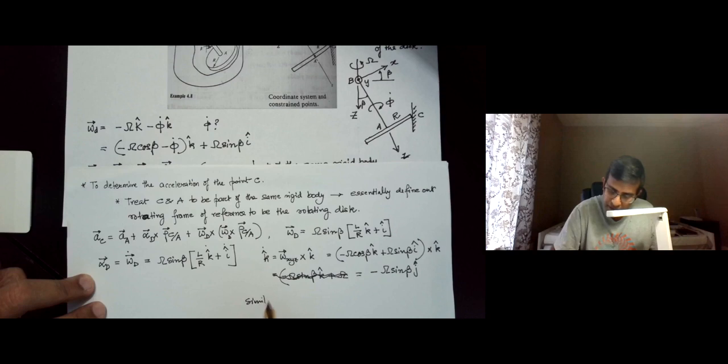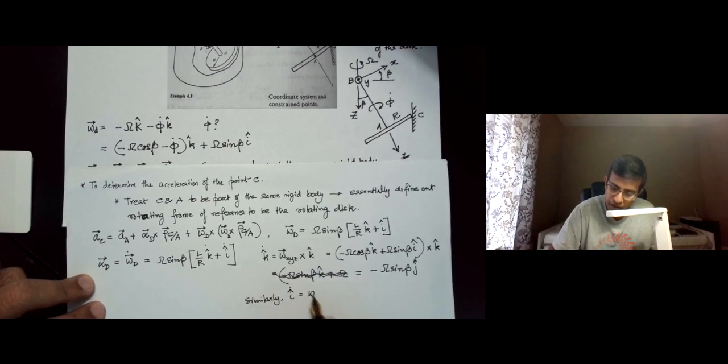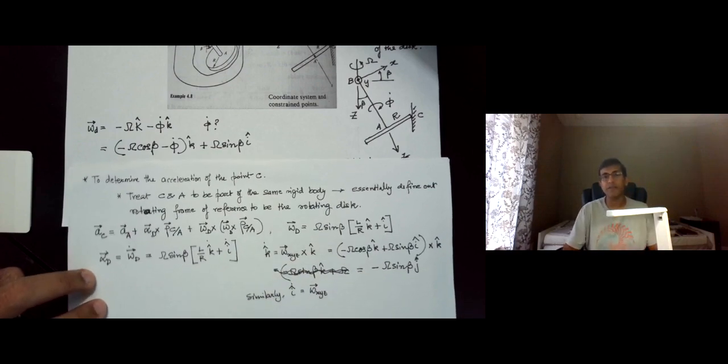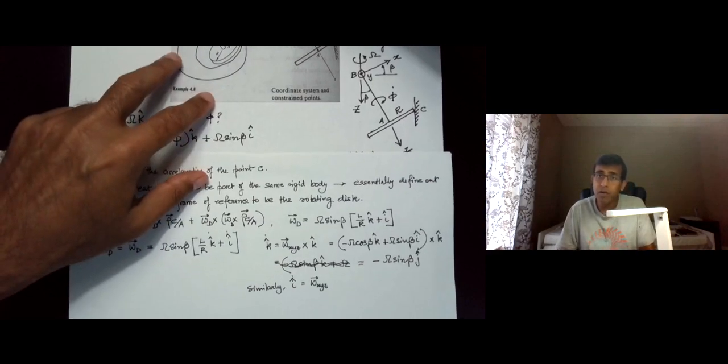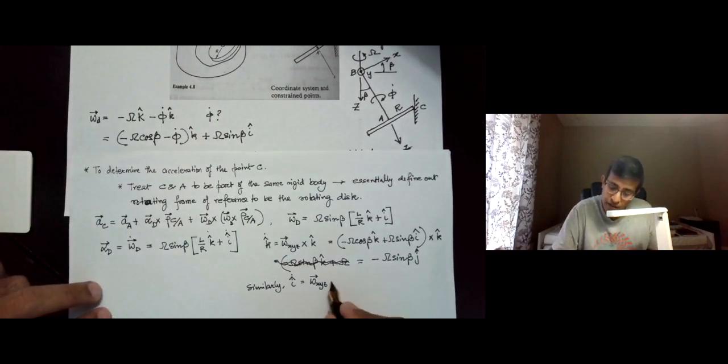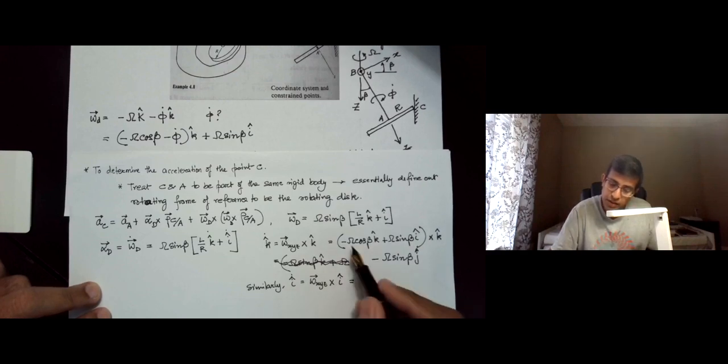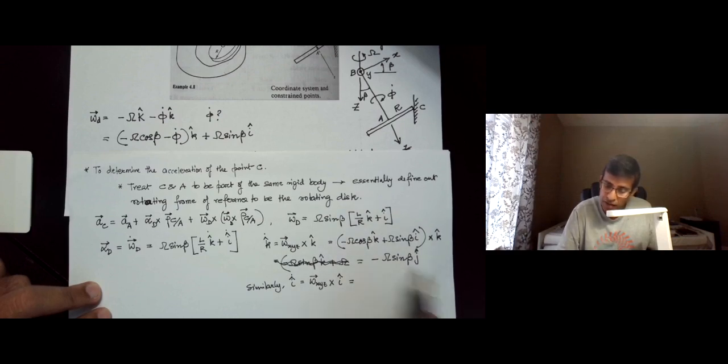Similarly, I dot is omega xyz, and note that this omega is different from the angular velocity of the disk. This cross I is what we need to do, which is going to be this same expression cross I. Well, I cross I is 0 and k cross I is j, so we will have negative omega cosine beta j.